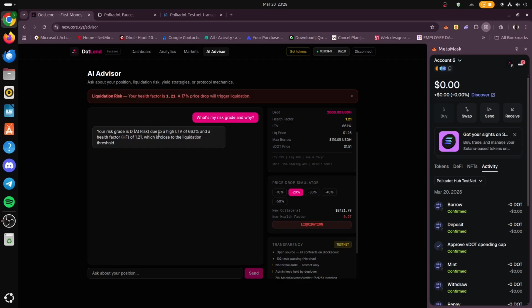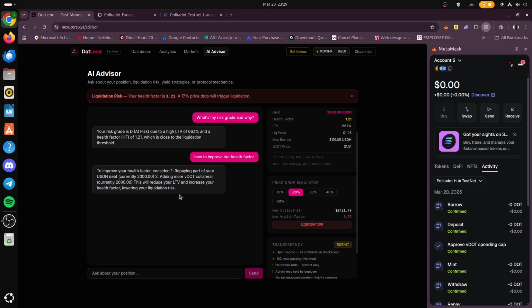Okay, so let's ask how to improve our health factor. To improve your health factor, repaying part of your debt. See, what it is telling us is our health factor is around 1.21, and we are at risk.